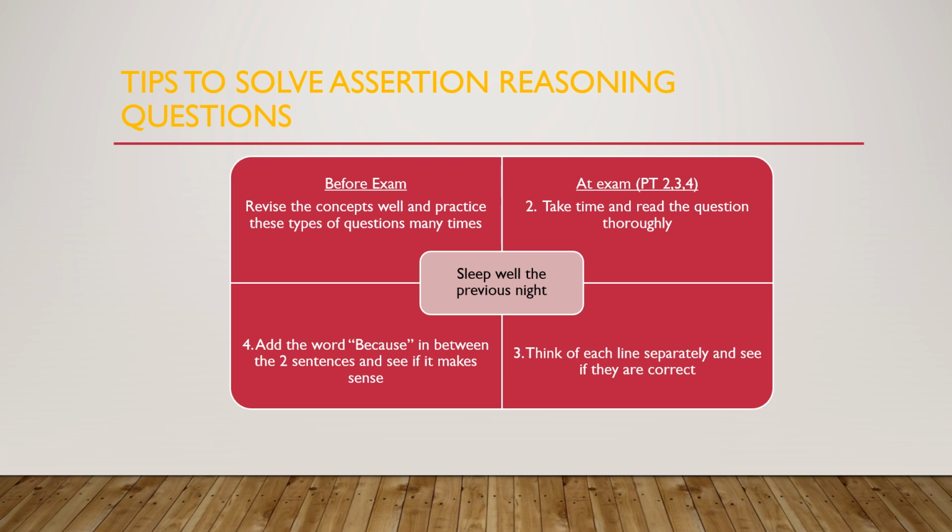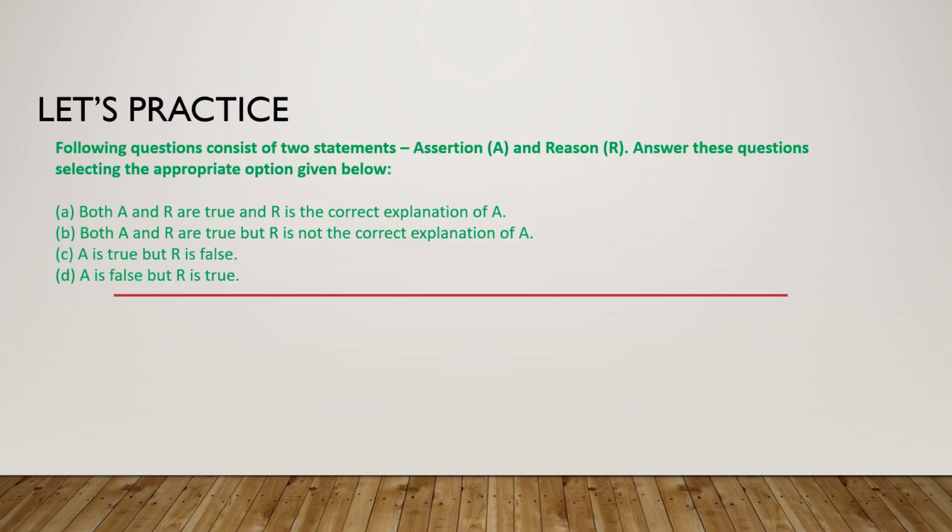So that's how you really solve these questions, and in the process you will also see that if both the statements are right but the reason is not the correct explanation, then you have option B. If both the statements are true and R is the correct explanation of A, then you have option A as the right answer. If A is true but R is false, then option C. And if A is false and R is true, then the option is D. So with this structure, which is the current prevailing structure for CBSE, let's solve a few questions together.